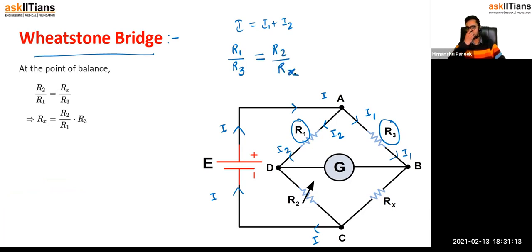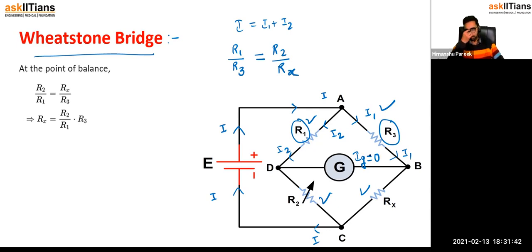Rx we don't know, it's an unknown value. All right, so R1 over R3 means these two ratio is equal to these two ratio. If this is the condition in the question, if this is how the values are given in the question, then what you guys can do, you can just take this middle branch having current 0. So current through the galvanometer will be 0. Galvanometer is a device which will show you the deflection.